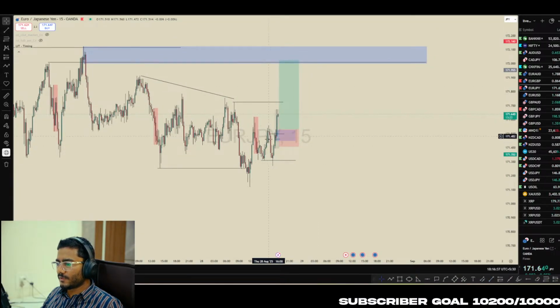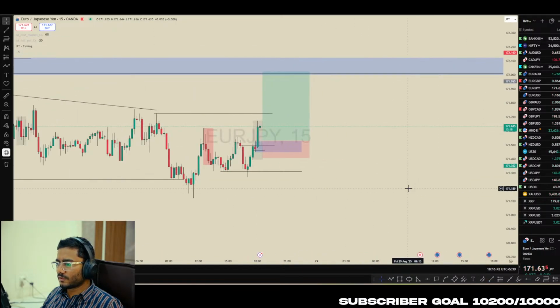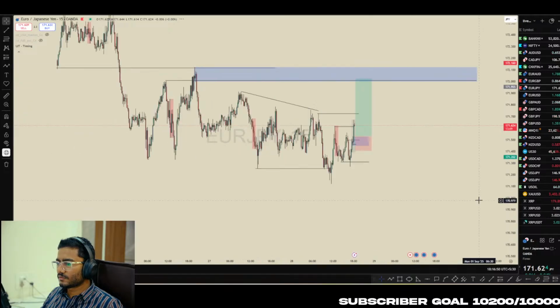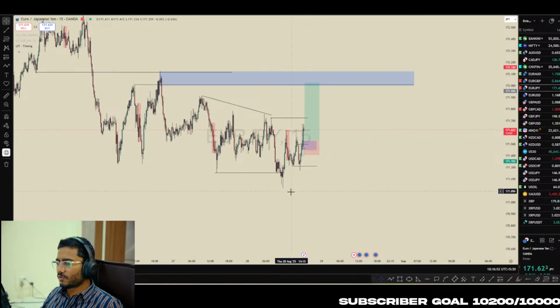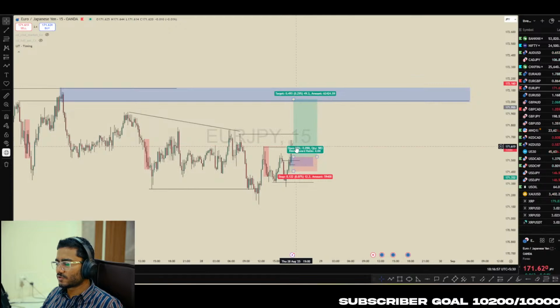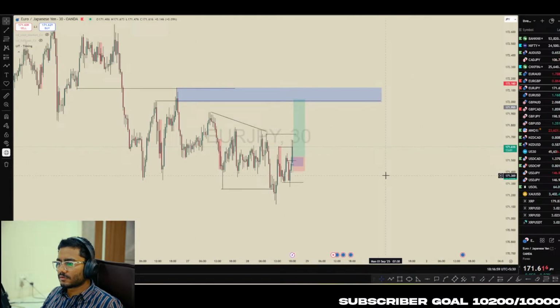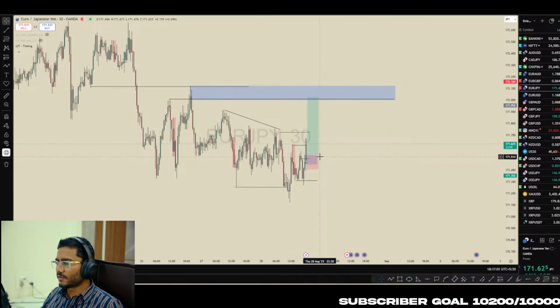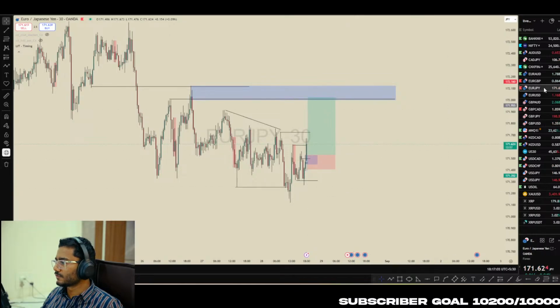Price has swept the liquidity, previous liquidity. Let's wait for this 50-minute candle to break. This high should be broken with this candle, or else there will be just a reversal. Sweep of low, sweep of low. The momentum is to the upside. We have this imbalance to support our bias till here, and then we can look for sell side from here, something like this.